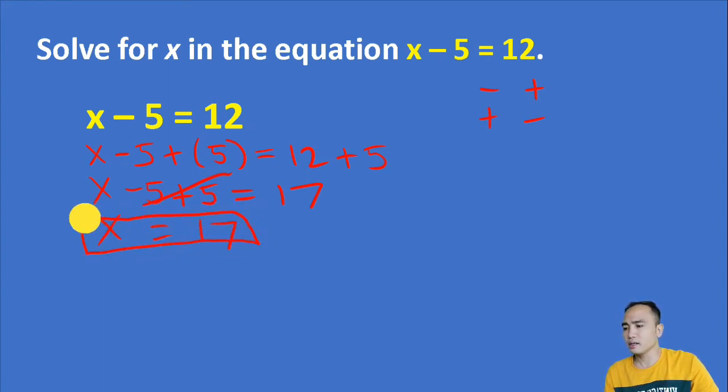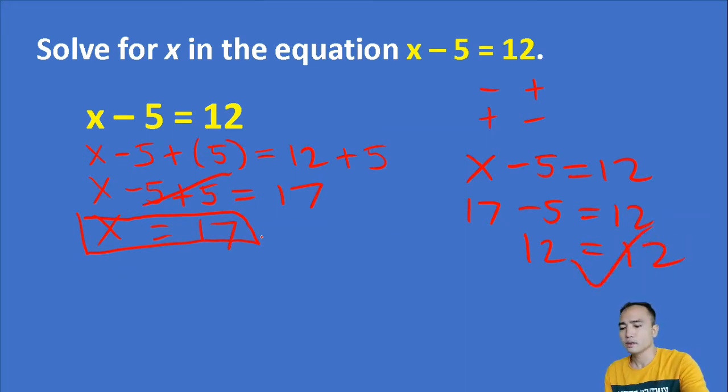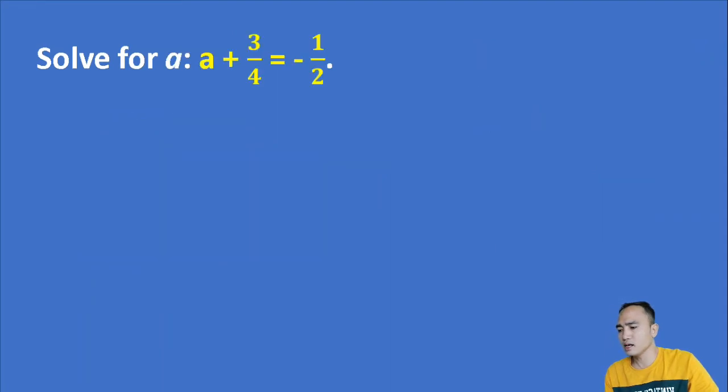Okay, let us check if our solution is correct. Copy first the equation x minus 5 equals 12. The value of x is 17. So 17 minus 5 equals 12. 17 minus 5 is 12 equals 12. Therefore, the solution is correct. Okay, next example.